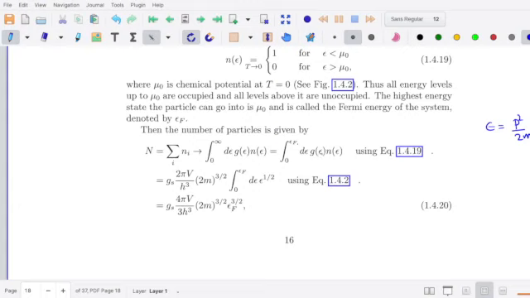So the total number of particles becomes the integral from 0 to epsilon_F of d epsilon g(epsilon). Now g(epsilon), as we have already seen, for the dispersion epsilon equal to p squared by 2m, is given by g(epsilon) equal to g_s, which is a multiplicity factor corresponding to the internal structure of electrons. In this case, since they have spin half, g_s is equal to 2. So g_s times 2 pi V by h cubed, times (2m) to the power 3/2, times epsilon to the power half.